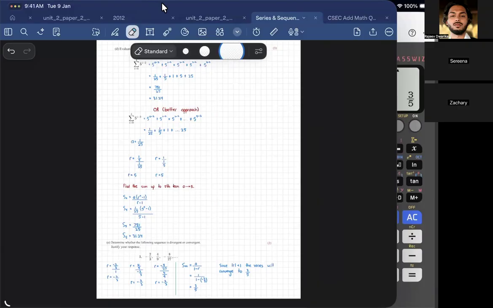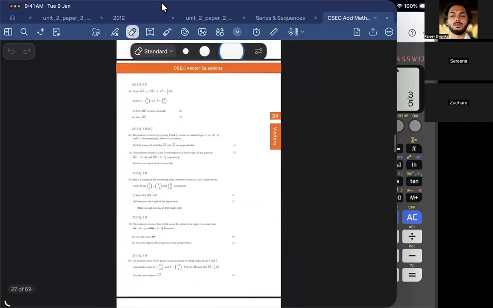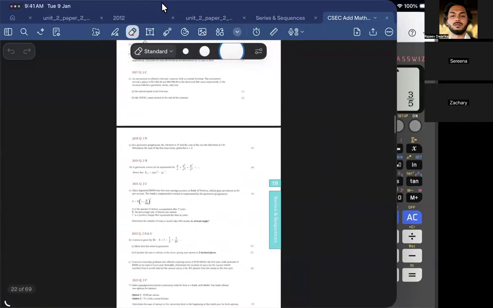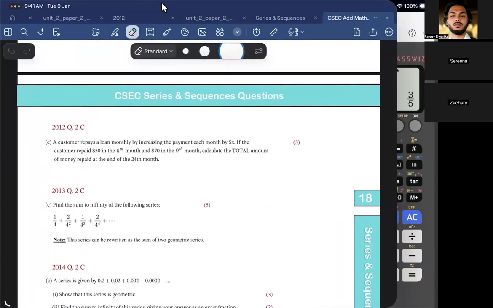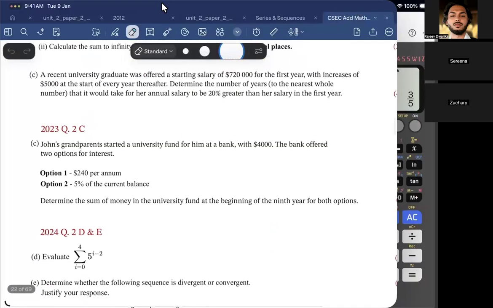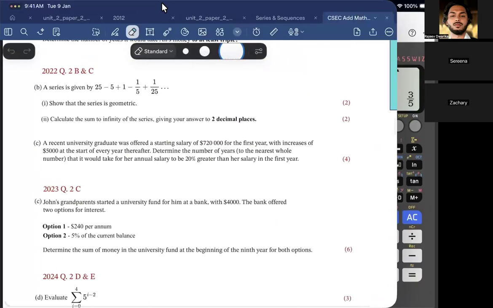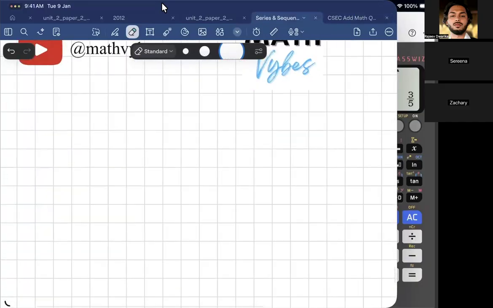Additionally, we need to look at applications of series and sequences. That would include compound interest, simple interest, investments. All those things are applications of series and sequences. So here's what I will be doing. I'm going to send you guys this section in my textbook for series and sequences. We did 2024 already. I want you to do 2023 and 2022. So that's your homework, 2022 and 2023. Let me just mark that down.